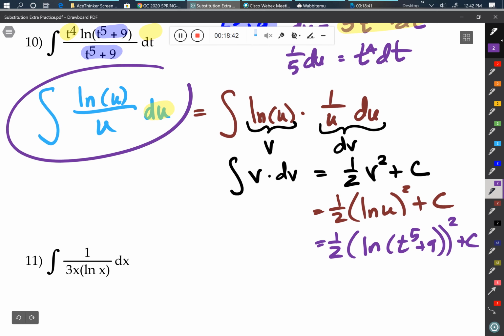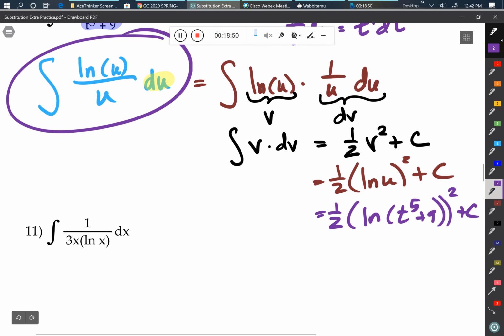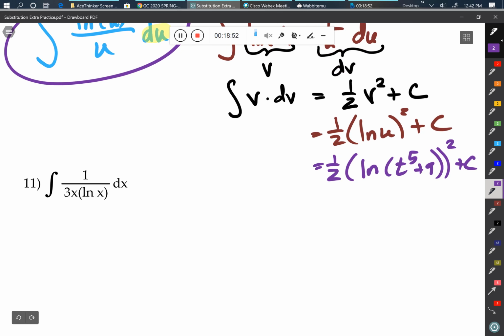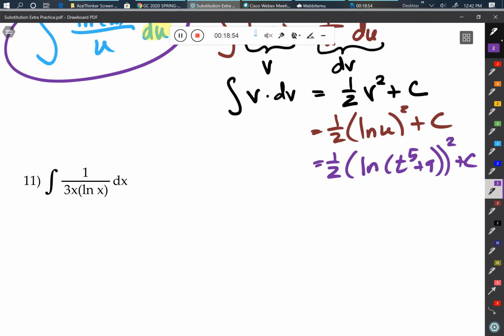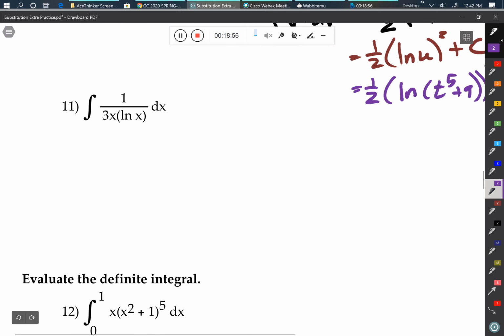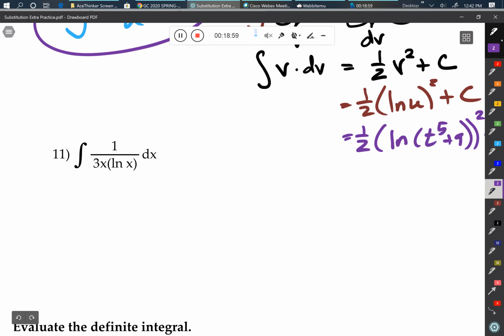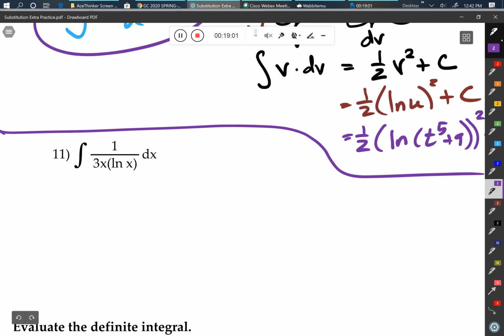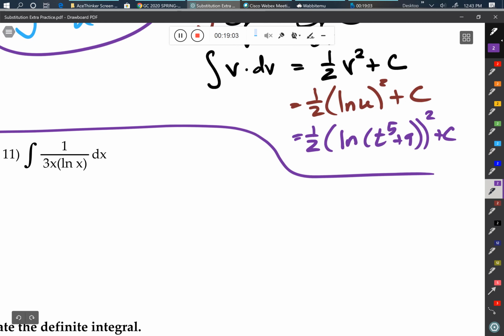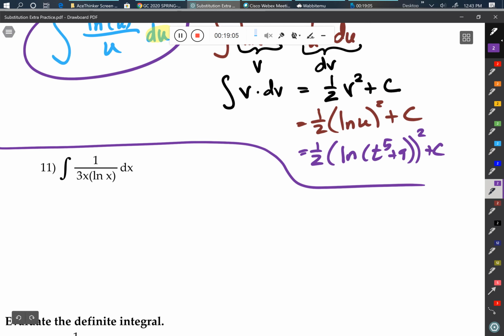Right. Learn this though. Natural log of u over u du, the answer to that is 1/2 natural log squared. Right? Okay, we got a tricky one here. This is a mean one. Trust me, it's mean. Right? If you thought the last one was hard, then you're really going to like this one. Okay.